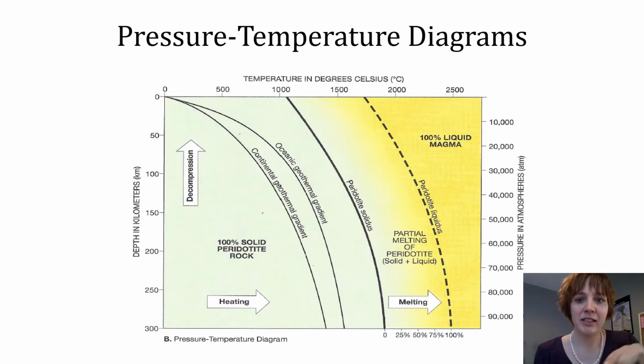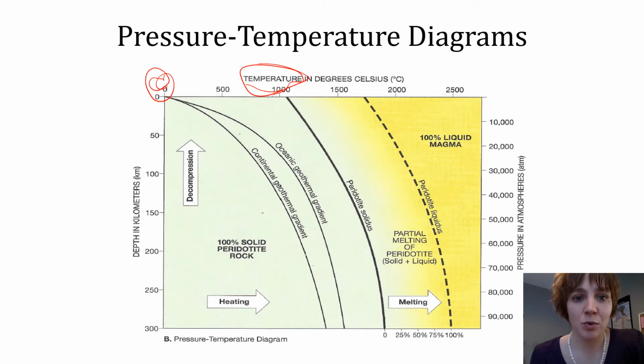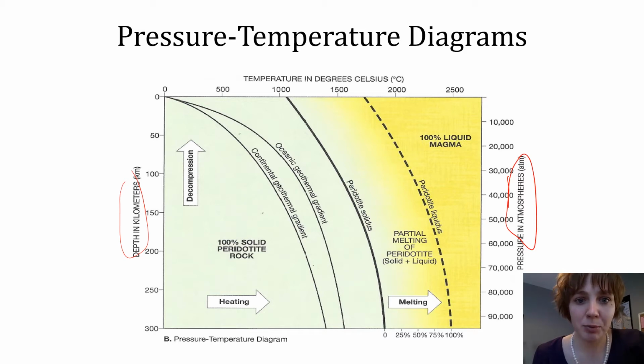Let's start by considering the x-axis, temperature. Low temperatures on the left represent surface temperatures. As we move farther and farther right, temperature increases significantly. The y-axis is depth, or pressure. The top of the graph represents pressures at the surface of the Earth. And as we go farther and farther down inside of the Earth, pressure increases.